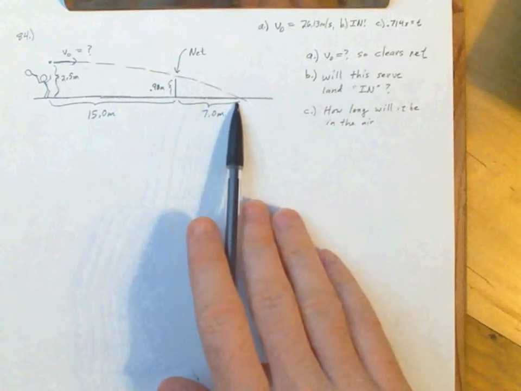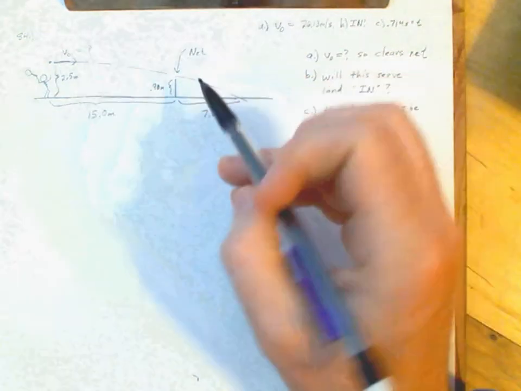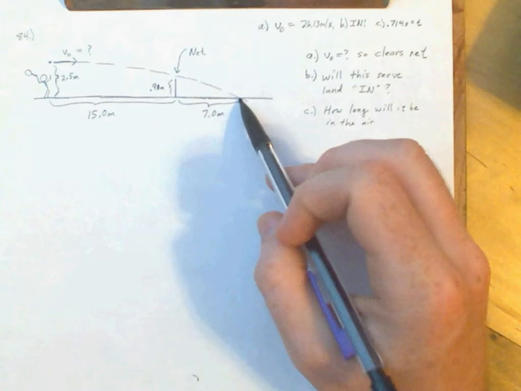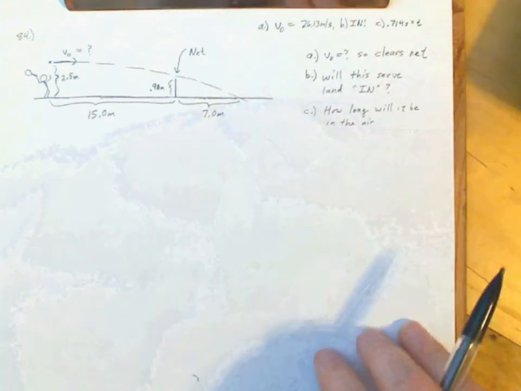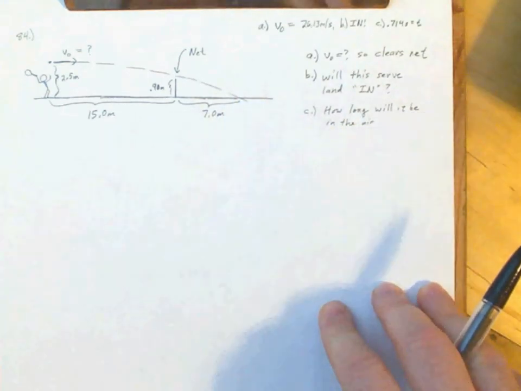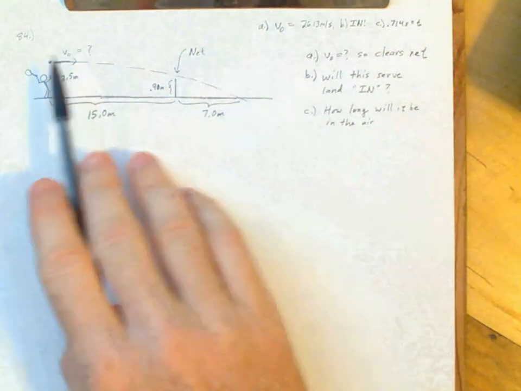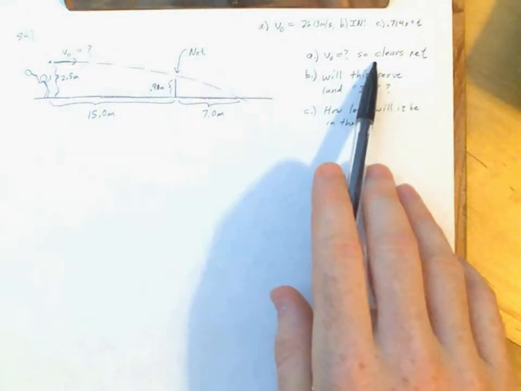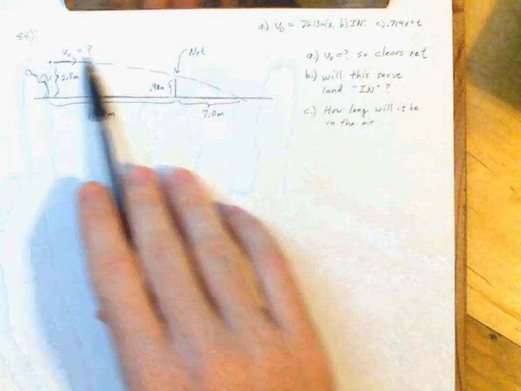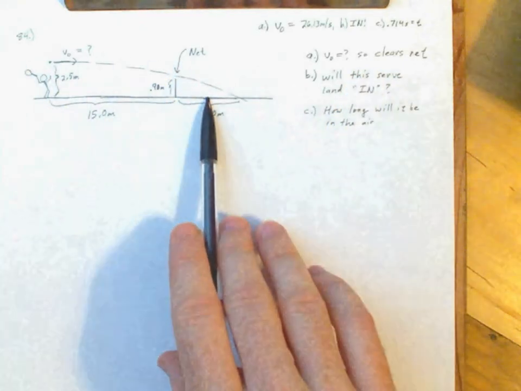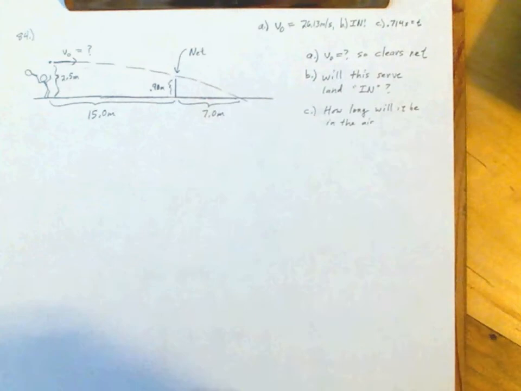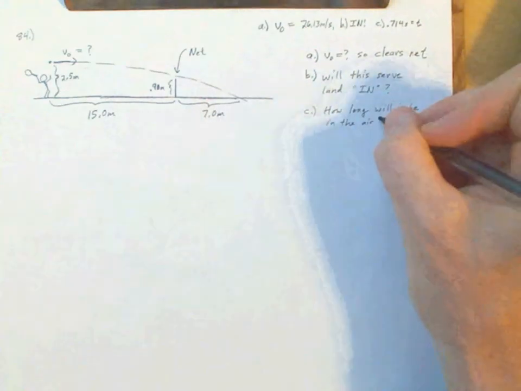Okay, I've got it drawn right to the edge. That doesn't mean that's where it's going to go. We just want to see, does it land inside here or outside of there? Okay, so this problem has a couple steps. First thing is, how fast does he need to hit this thing so that it clears the net? Second part, once we know it clears the net, is it going to land in? Third part, how long is it going to stay in the air?